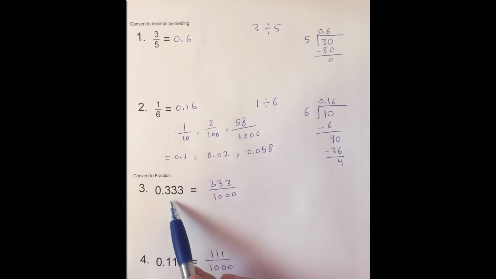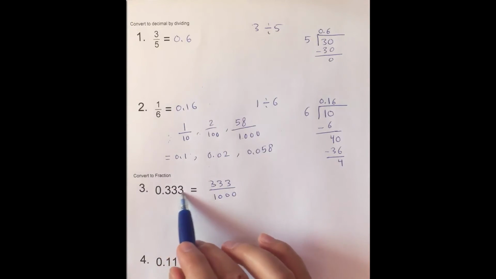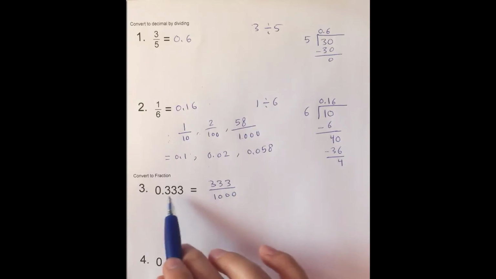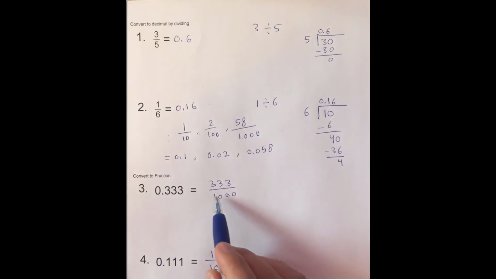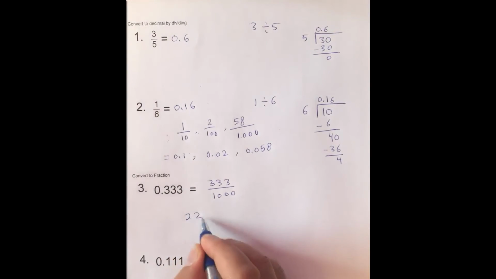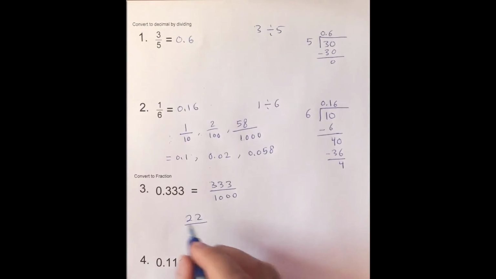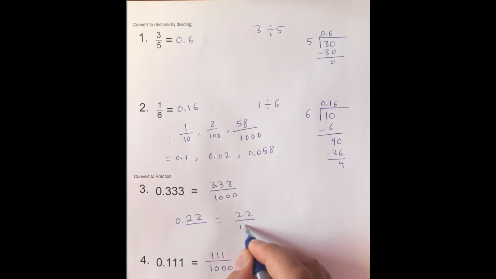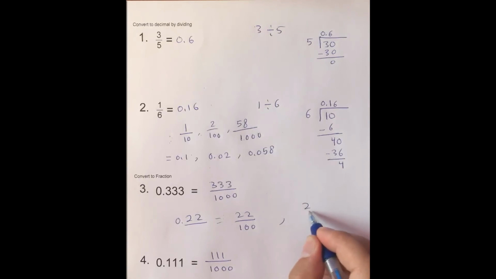So converting a decimal to a fraction is easy. All you have to do is write anything that you see after the decimal in the numerator, and in the denominator you write 1 with the same number of zeros. So let's say you have 0.22, all you have to do is write 22 over 100, because there are 2 decimal places, so you write 1 with 2 zeros.